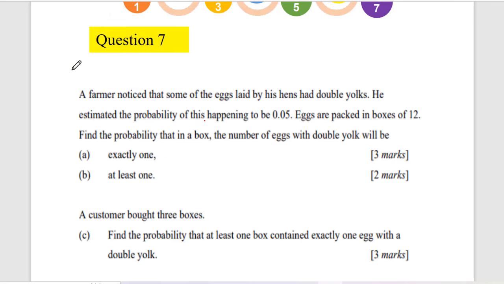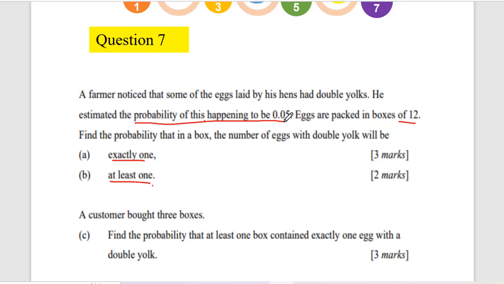Okay, so last, we discuss question number 7. So, question number 7 ni melibatkan special probability distribution. Kita kena identify soalan ni melibatkan distribution apa. Kita ada binomial, kita ada Poisson, kita ada normal. Kalau awak baca soalan ni, dia ada bagi probability of an egg with double yolk is 0.05. And then the eggs are packed in box of 12. So find the probability that in the box, the number of eggs with double yolk will be exactly 1. Untuk part B, at least 1.